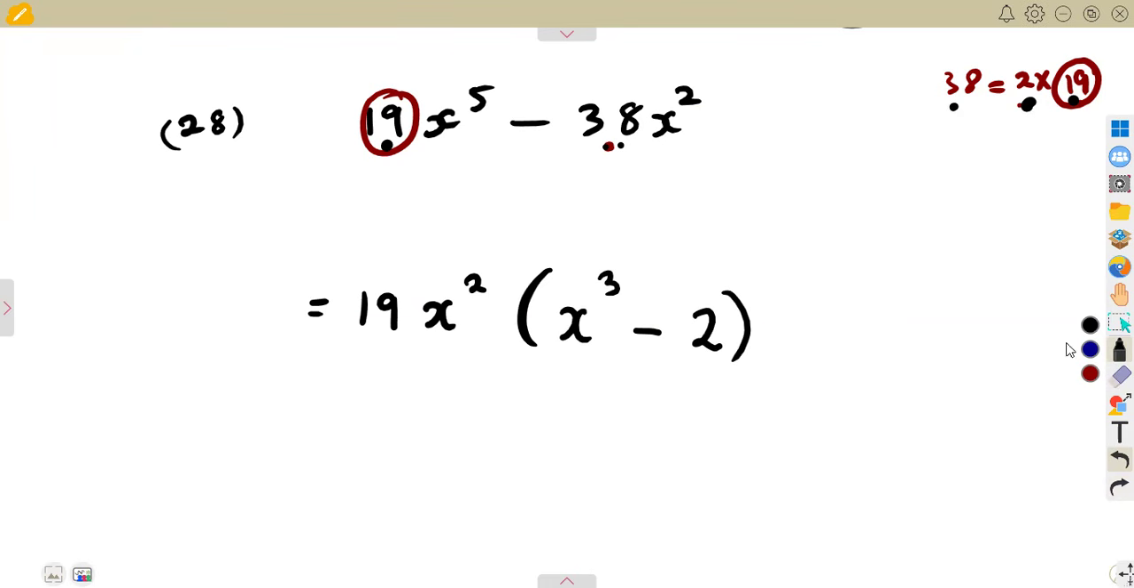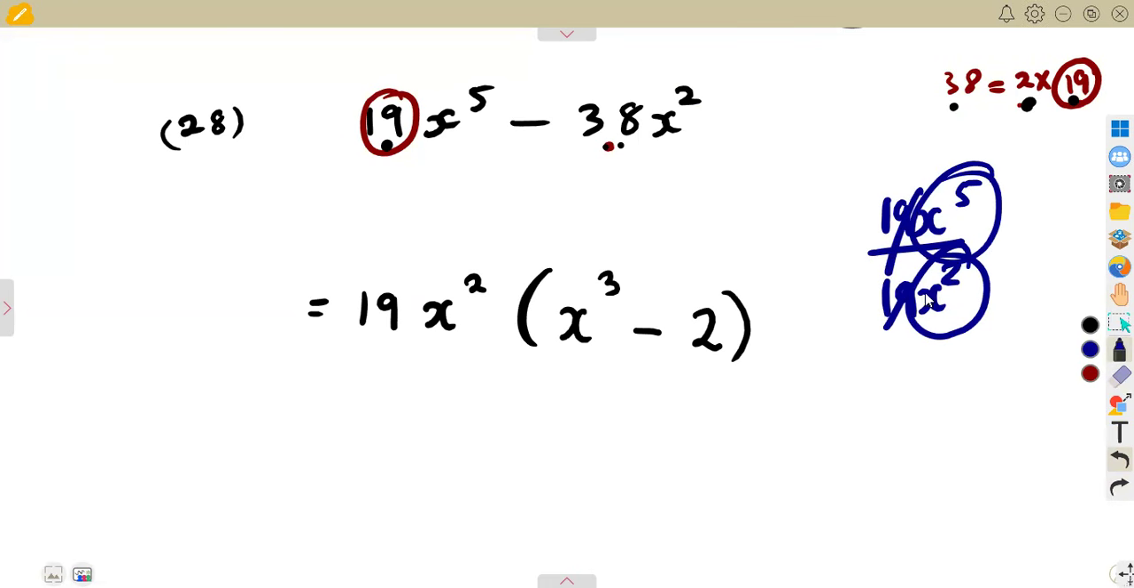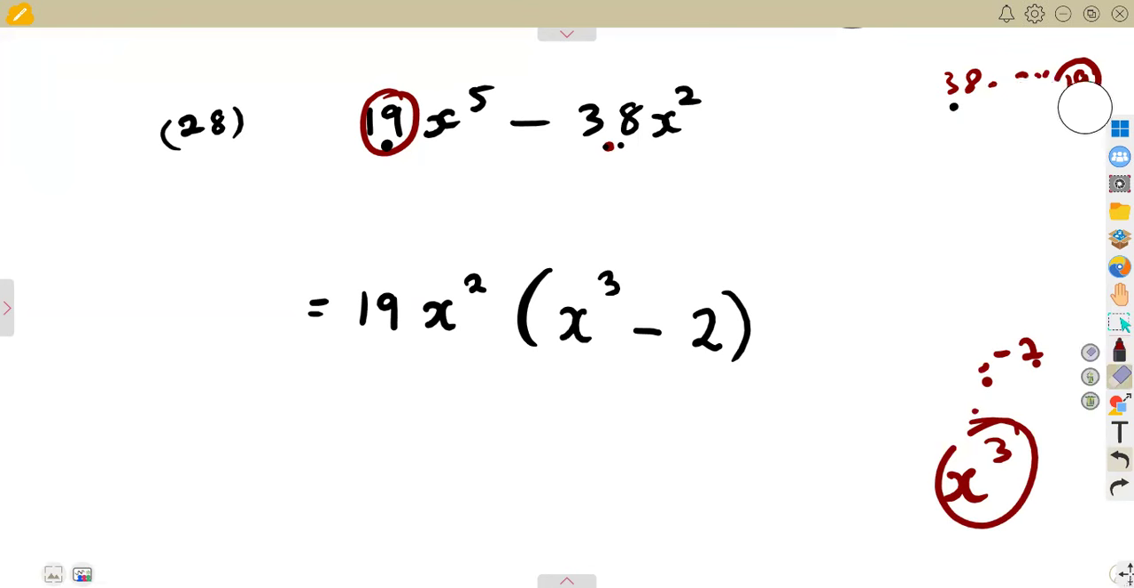You are actually dividing back 19x to the exponent of 5 over 19x squared. The 19s cancel, but these ones are 2 and these ones are 5. You can use the exponents: the bases are the same and I'm dividing, so I'm going to subtract the exponents. That will be x to the exponent of 5 minus 2, which is 3. You can use that concept as long as you understand it.